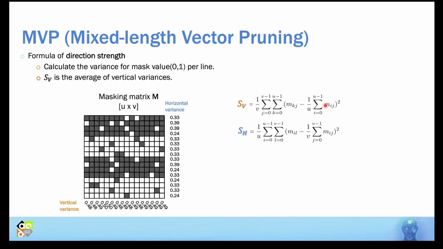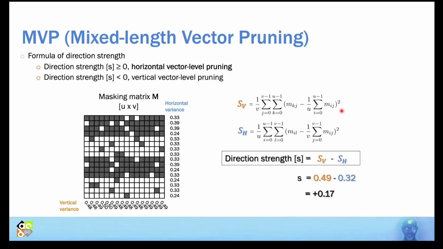In order to perform structured pruning, it is important to define how to obtain the direction strength. We have defined the vertical or horizontal level strength by statistically analyzing a matrix where the white color represents a value of 1 and the black color represents a value of 0, indicating the surviving weight patterns after fine-grained pruning. We calculate the difference between the averages of the horizontal and vertical directions based on the variance of the values.